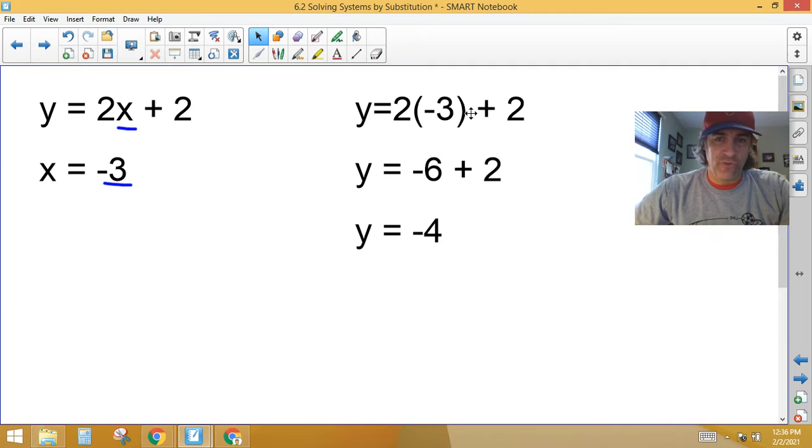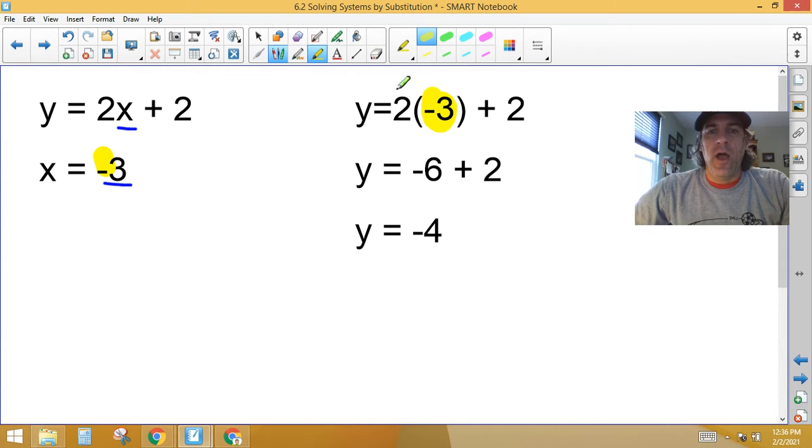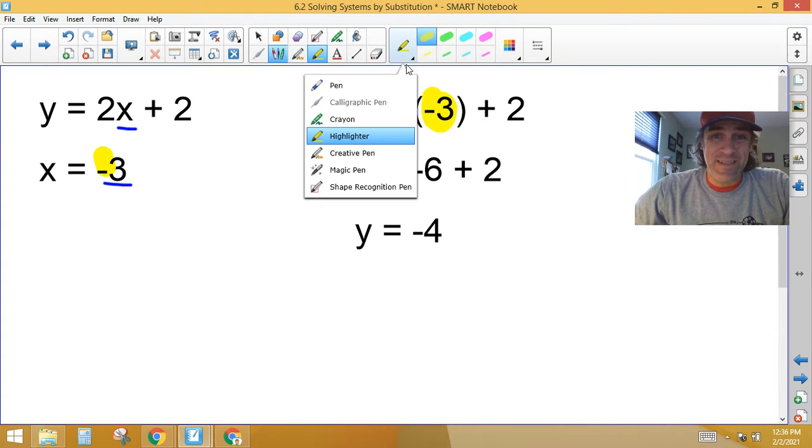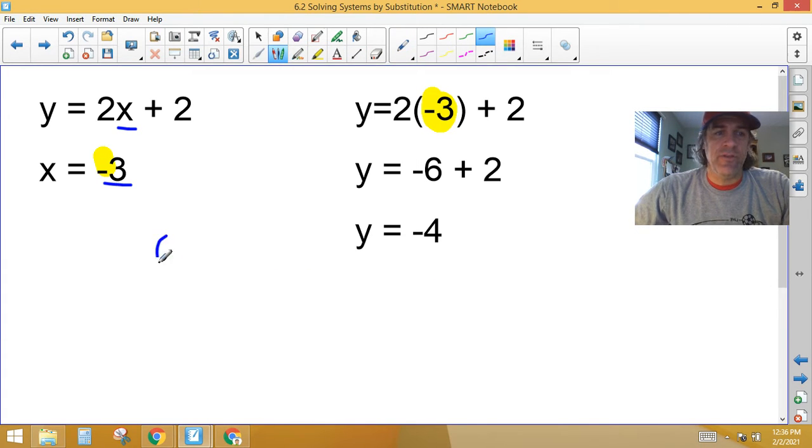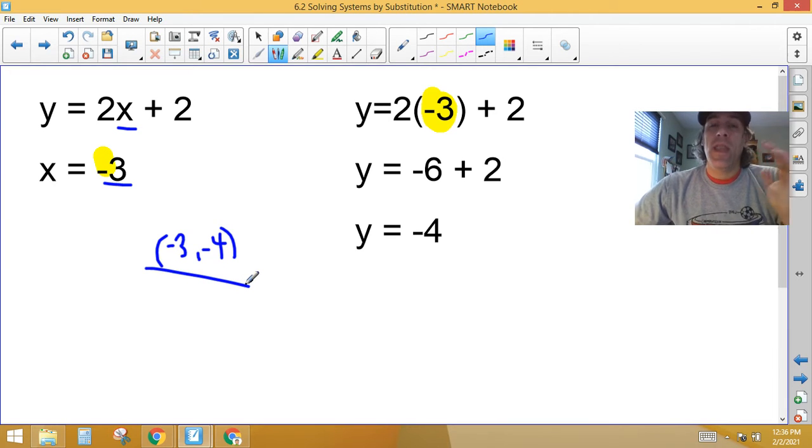So y equals 2x, but instead of x, here we have this -3, plus 2. I then simplify: y equals -6 plus 2, and y equals -4. And that's the solution. The solution would be -3, since that's what the x is given to us, and the y is -4. Now, that's very basic. This is going to be the process to do it.